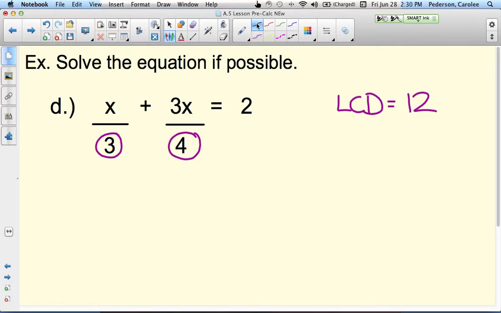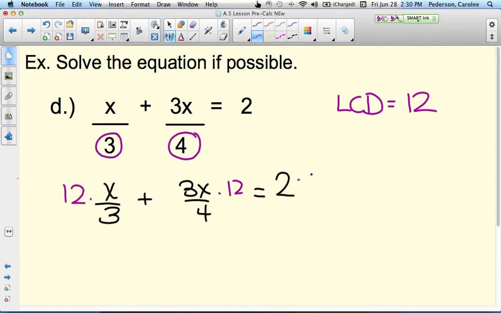So let's rewrite the original equation again. So x over 3 plus 3x over 4 equals 2. And now we multiply all three fractions by 12.